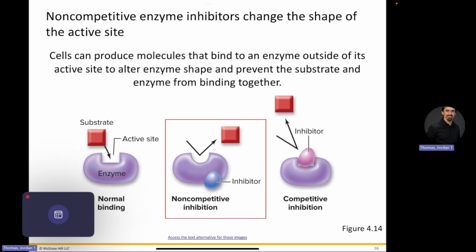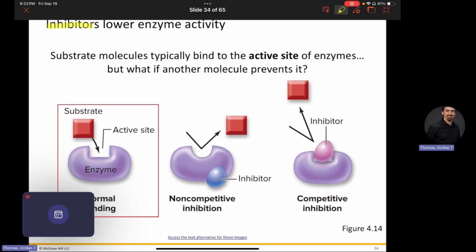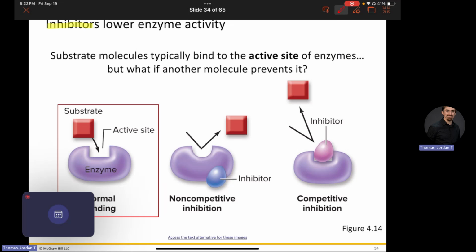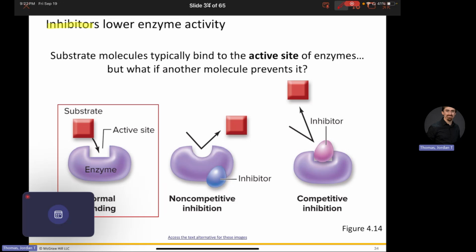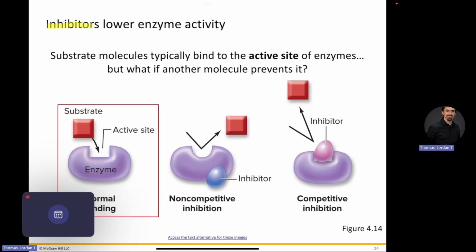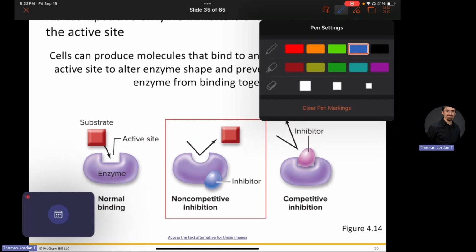So we have something called inhibitors. Inhibitors lower the activity of enzymes. They do that by binding to the enzyme and having it unable to function. And there's two types of inhibitors. Let me get my blue pen now. We have non-competitive inhibitors and competitive inhibitors, and we're going to talk about both right now.